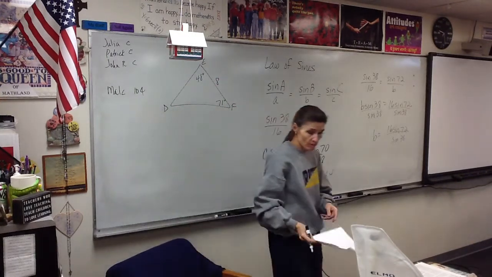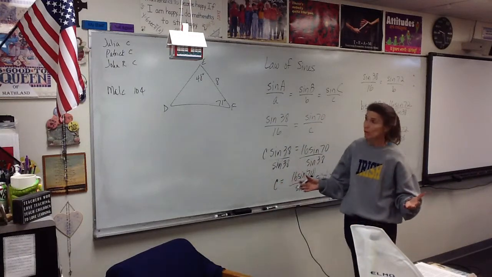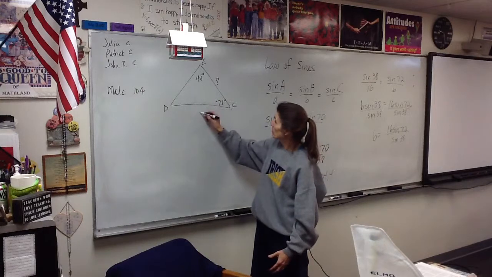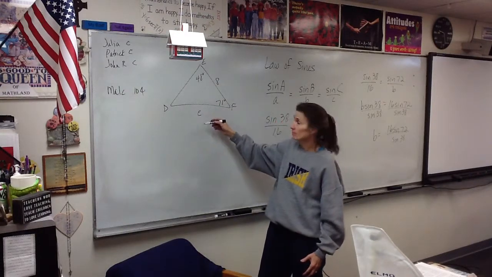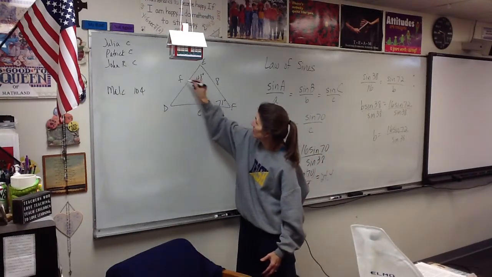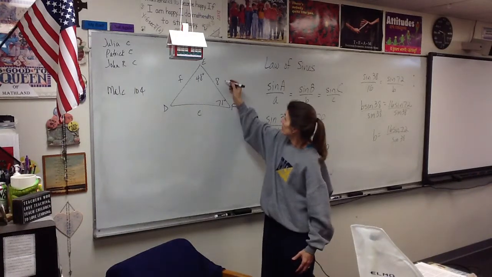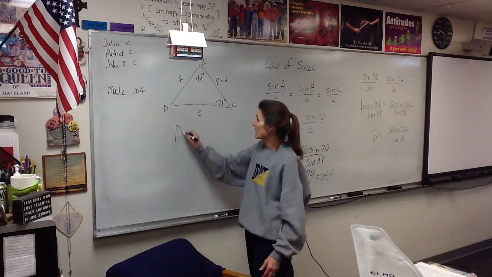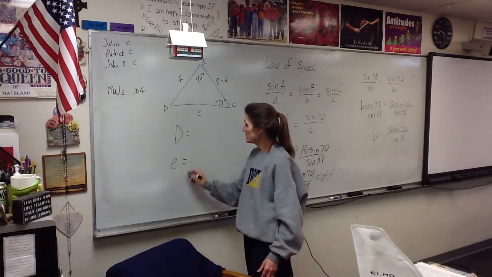All right, I'm going to solve this triangle. That means find everything I don't already know. I'm going to label it first. This would be side E, and this would be side F. This, of course, is side D. So I am missing angle D, side E, and side F.